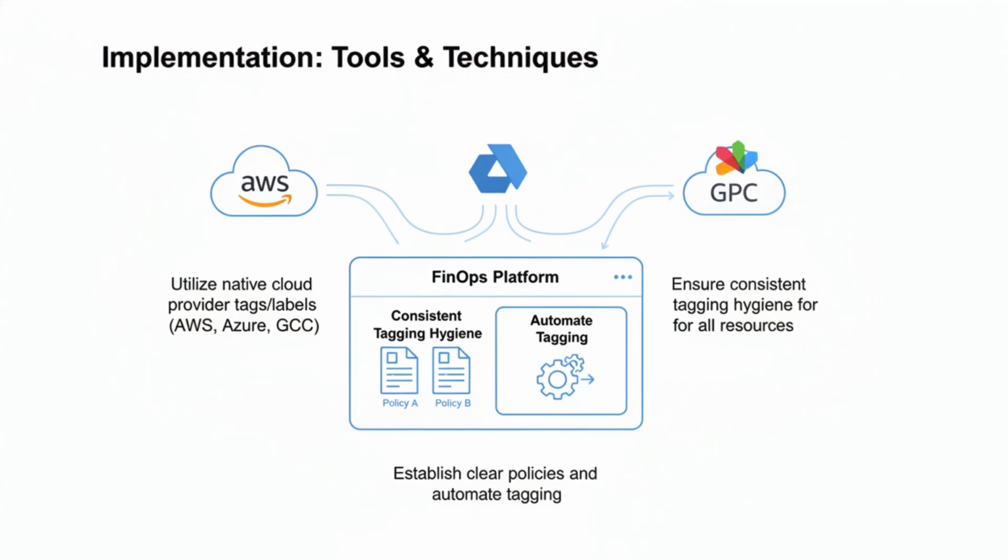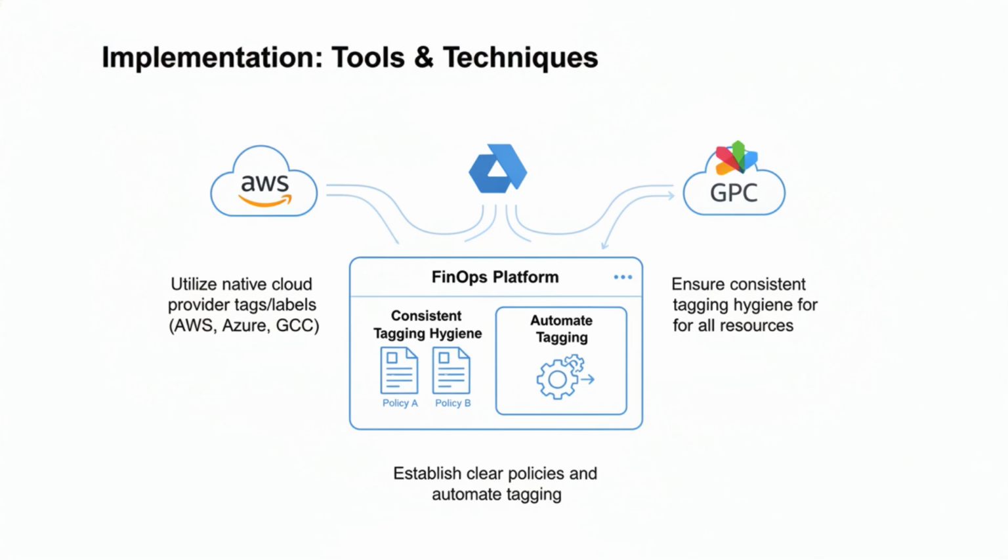Implementing granular reporting requires the right tools and techniques. Cloud providers offer native tagging and labeling mechanisms, e.g., AWS tags, Azure tags, and GCP labels, which are foundational. Beyond native tools, FinOps platforms and cost management solutions like CloudHealth, Apptio Cloudability, or homegrown solutions aggregate and visualize this data. The key technique is consistent tagging hygiene.